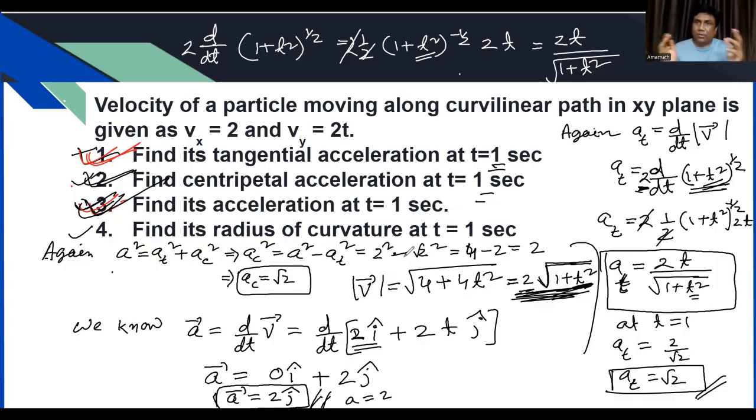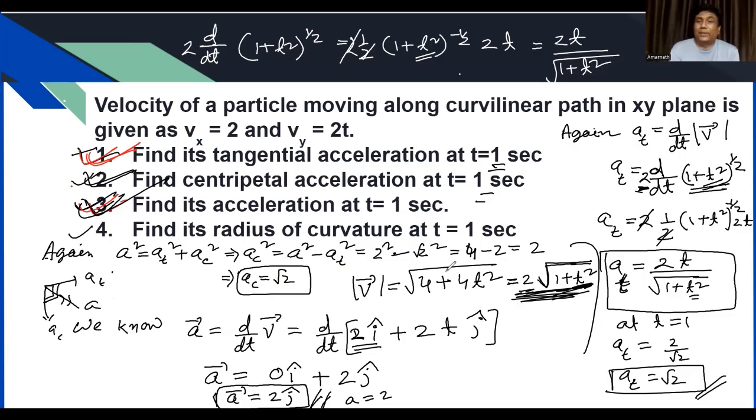I know the vector law, because you see at is like this, ac is perpendicular to it. So net acceleration is always what? By vector law, a square equal to ac square plus at square only, because they are 90 degrees to each other. The components are.